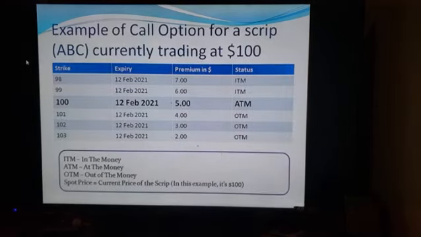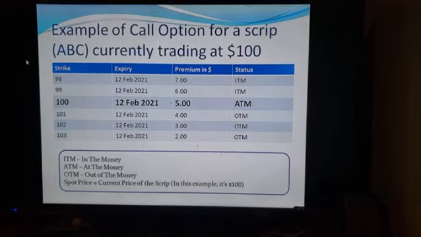This is an example of a call option. As you can see, this is the basic example I have given here. The strike, expiry, premium that you pay in dollars, and status: ITM, ATM, and OTM. ITM is in the money. If the current price has already reached the strike price or has crossed the strike price, it is in the money.